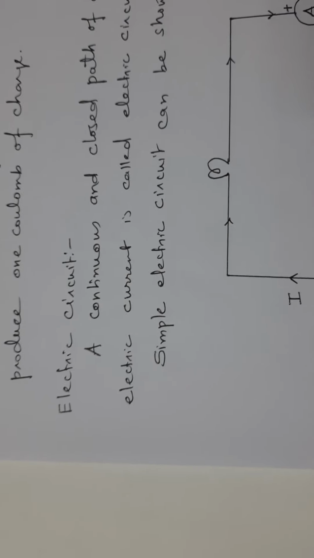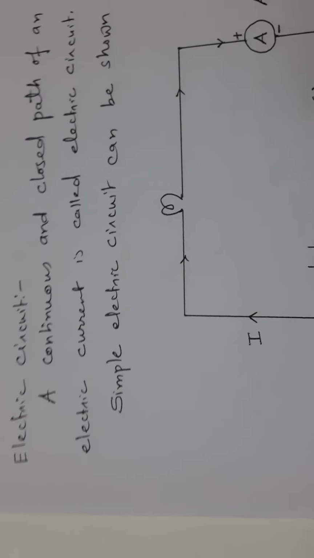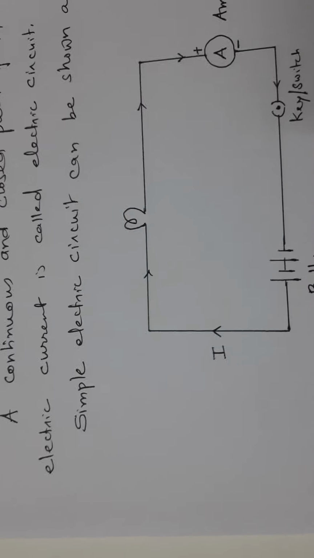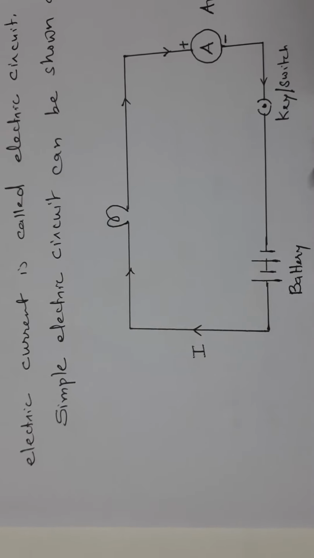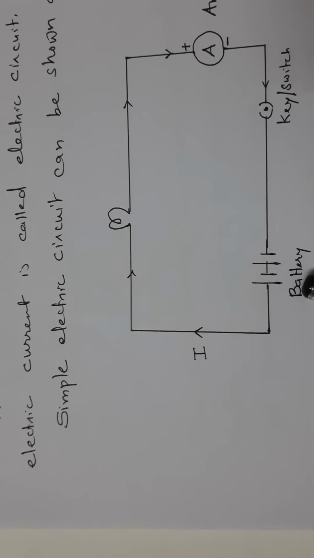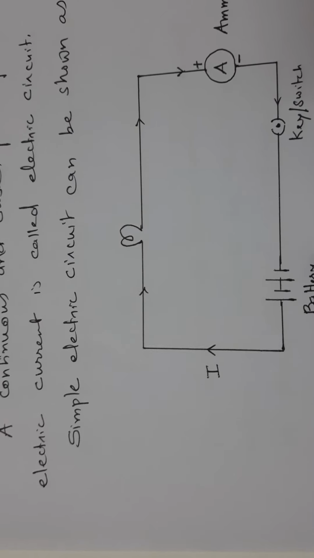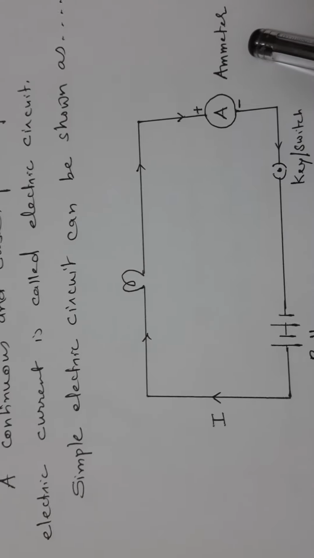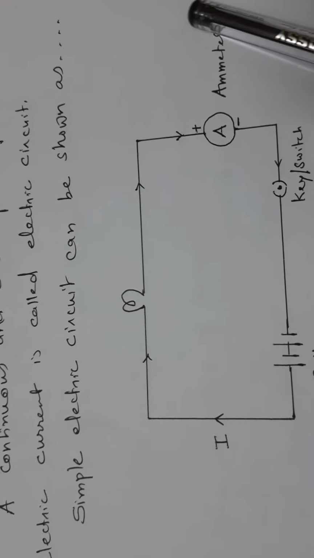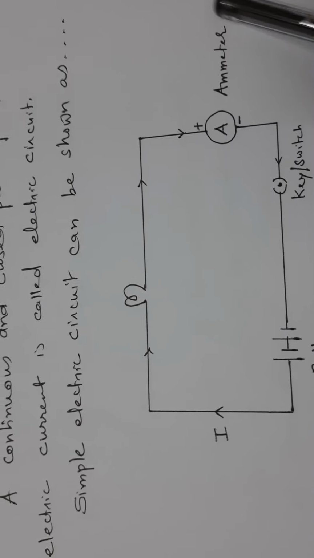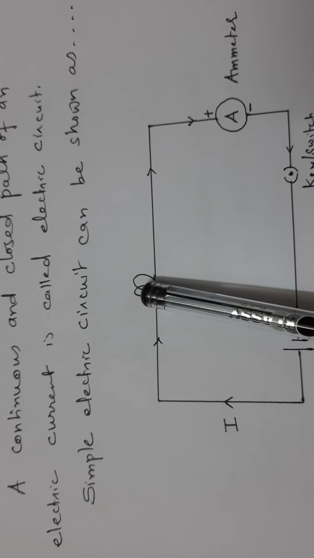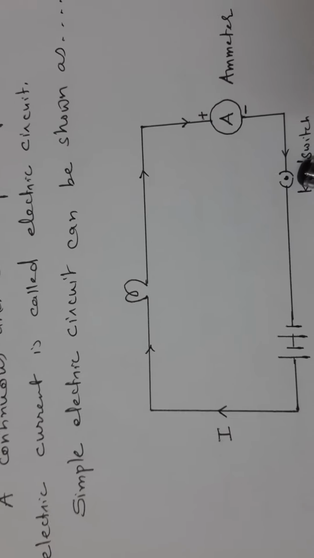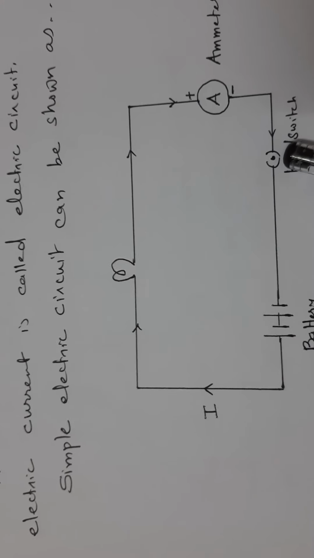You will be able to see the bulb. Then in the circuit we are placing a battery. If it is only one, it is a cell, but when there is more than one, we call it a battery. This is a key, what we call a switch. This is an ammeter, which measures the current flowing through the circuit, and here is a bulb. When you insert the key, the circuit gets completed, and as a result current will start flowing.